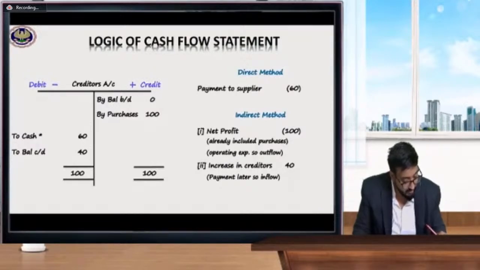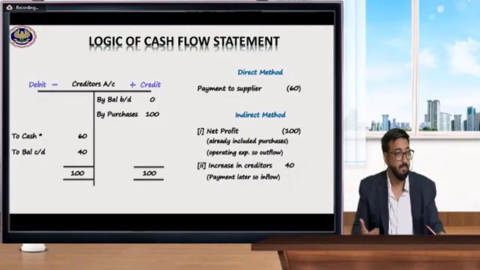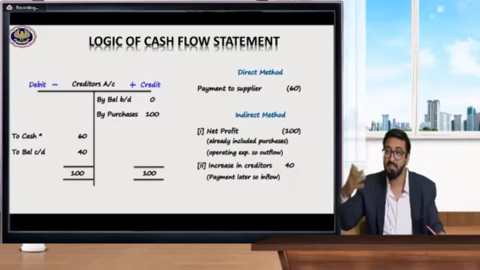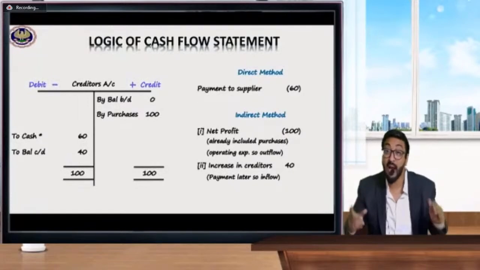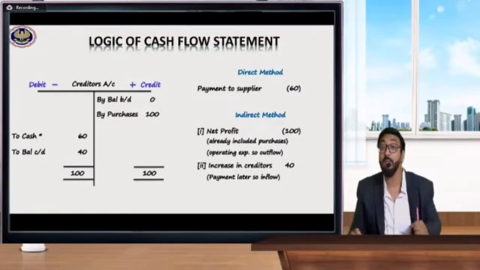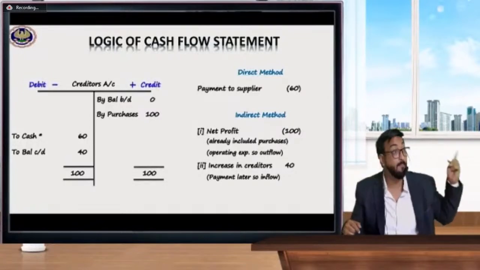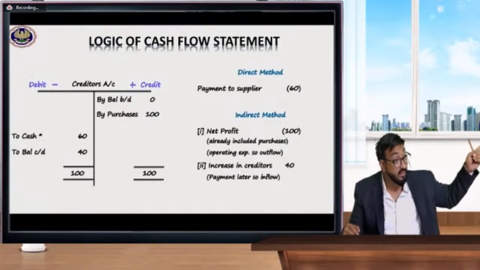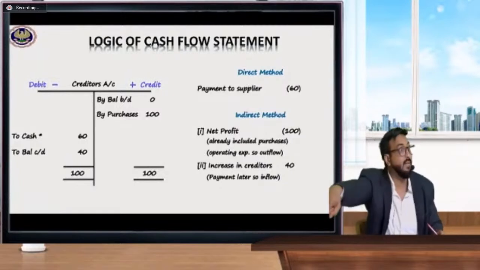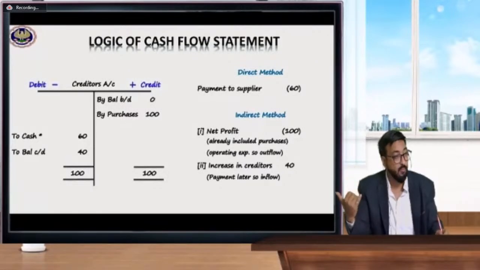Sir, how increase in asset is outflow? Whenever I'm buying any asset, then my asset is getting increased, and buying means payment. Buying means payment. So outflow. Increase in liability, I will pay in future. So today inflow. Cash flow statement talks about today's thing, not afterwards, later part. Increase in creditors means you will pay later, and decrease in creditors means you paid now. So outflow. Increase in asset means you bought one asset, outflow. Decrease in asset means you sold one asset, inflow.